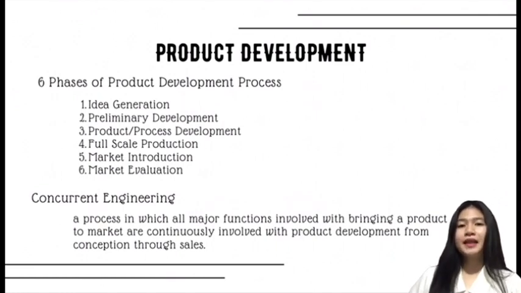So product development is the process of conceptualizing, designing, developing, and marketing newly created or rebranded goods or services. So ibig sabihin nito ay nakapaloob sa product development yung entire journey ng isang product mula sa pagbuo ng idea hanggang sa mailabas ito sa market. So most companies have some type of structured product development process and usually it consists of 6 phases. So these are the idea generation, preliminary concept development, product or process development, full-scale production, market introduction, and market evaluation.